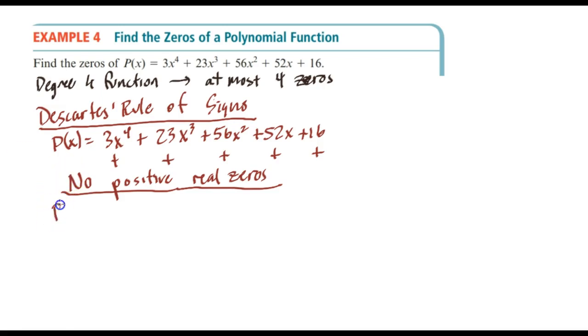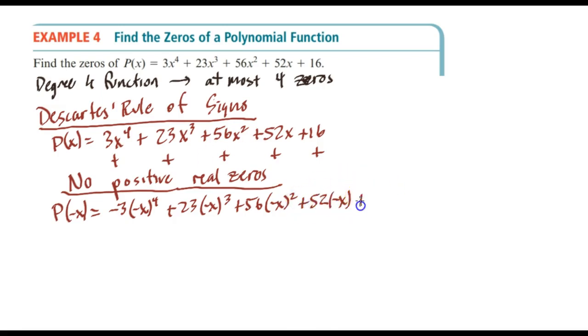Okay, so now we want to look at p of negative x. P of negative x is equal to 3 negative x to the 4th power plus 23 negative x to the 3rd, 56 negative x squared plus 52 times negative x plus 16. Okay, so this does not change signs. This will change signs since it's odd. This will not change signs. This will change signs. And this will not change signs.